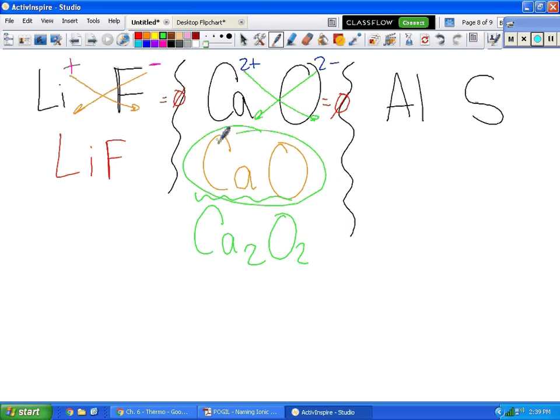So no matter which method you choose, it's going to give you the same result. With the crisscross method, sometimes there are stipulations where you have to pay attention to the very end. Okay? All right, the last one. What is the charge on aluminum? It's going to be 3 positive, and sulfur is going to be 2 negative.